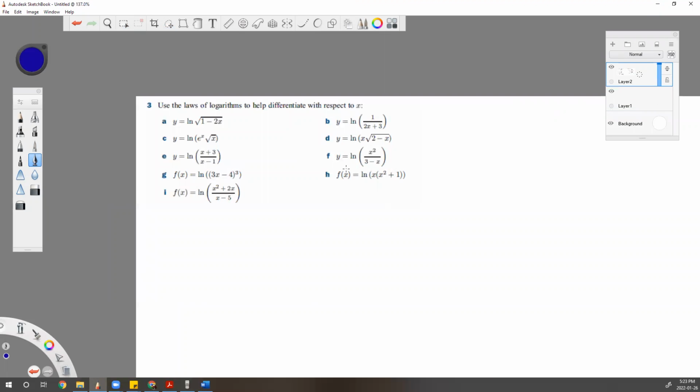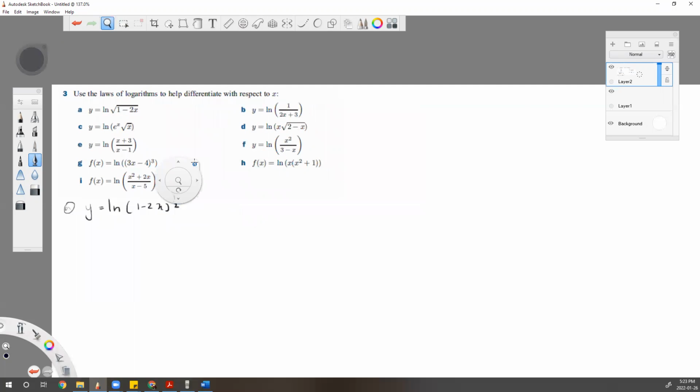Let's see question A. y equals natural log of (1 minus 2x) to the power of half, right? So we need the memorization that if I have y equals ln of f(x), dy/dx is 1 over f(x) times the derivative of the inside.